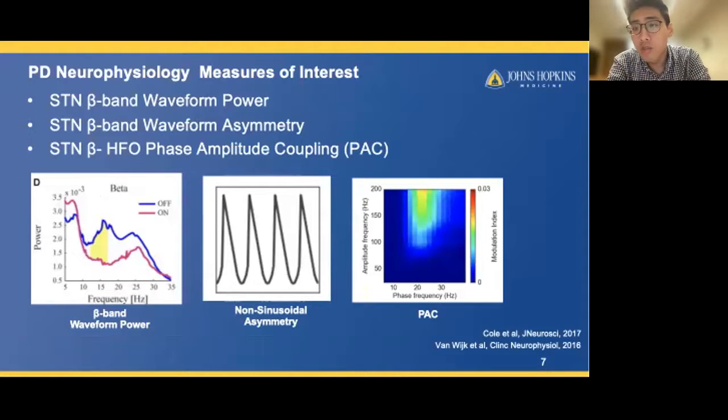And lastly, we reviewed the degree of this phase-amplitude coupling, or PAC, between the beta band phase and the high-frequency oscillation, or HFO, amplitude. So PD patients also have abnormally high cross-frequency coupling, as shown in the figure.